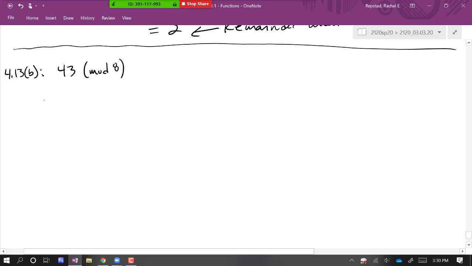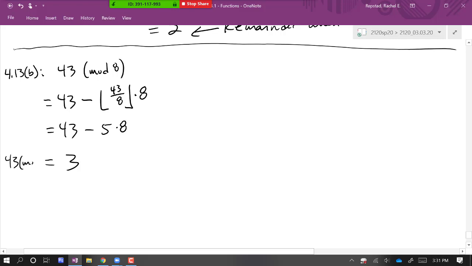The definition above says I'm going to take 43, subtract 43 over 8 with the floor applied, and then multiply that by 8. How many times does 8 go into 43? 5 times. So that's what we get when we take the floor of that. So we have 43 minus 5 times 8, and that is 3. So that's 43 mod 8. And that makes sense, right? It's the remainder when I take 43 and divide it by 8.